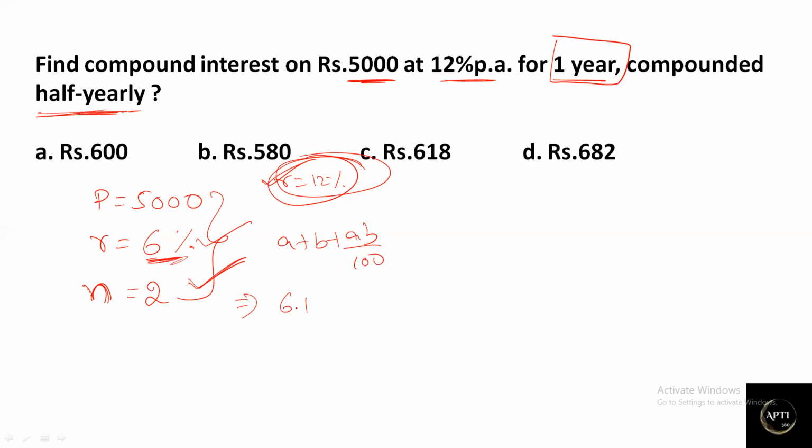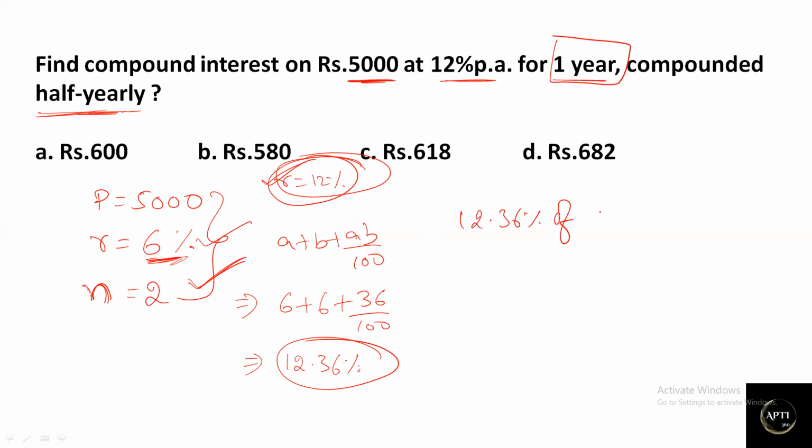Here the A value is 6, the B value is 6. 6 plus 6 is 12. 6 times 6 is 36 by 100. So here 12 plus 0.36. Can I write it as 12.36%? This is what the compound interest is. Now 12.36 percent of what? The principal amount, 5,000.